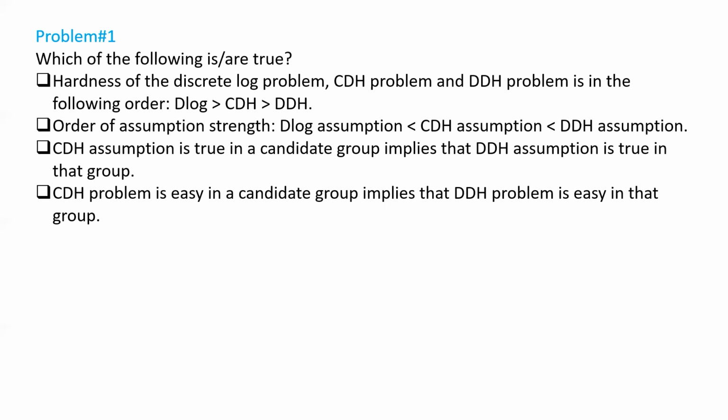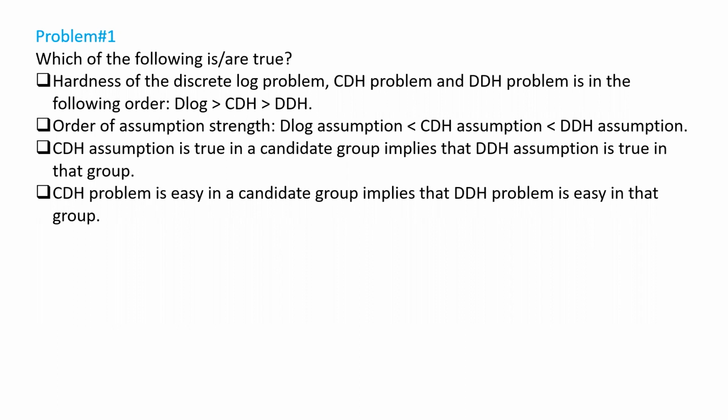So that's why the order of assumption strength is as follows: the discrete log assumption is the weakest assumption, then the CDH assumption, and then the decisional Diffie-Hellman assumption. So these two statements are true actually. Next, CDH assumption is true in a candidate group implies that DDH assumption is true in that group.